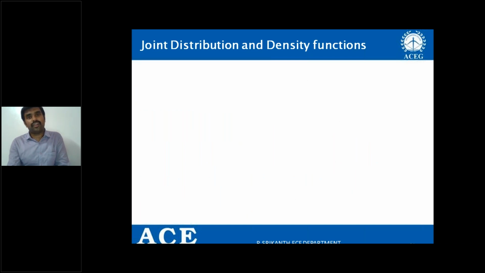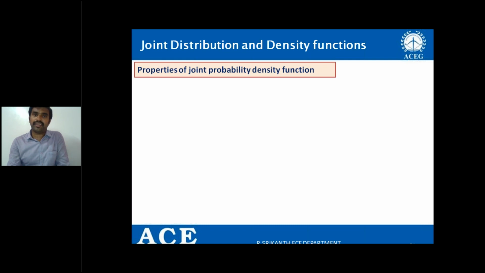Here we can also take the properties of the joint density function, similar to the properties of the density function in the case of a single random variable. In the single random variable case we discussed that the density function is always a positive or non-negative function. Here also the joint density function is non-negative, that is, small f_{X,Y}(x,y) is always greater than or equal to 0.